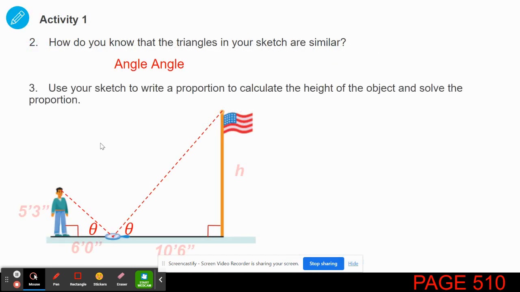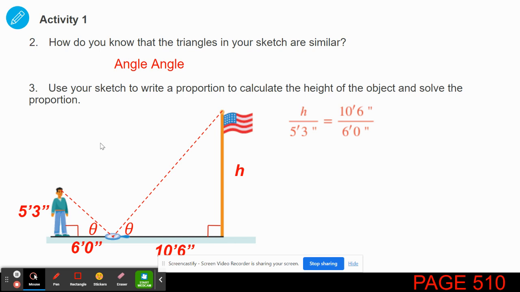So if we take those measurements and put them on our diagram here, so let's say, for example, these were our measurements. Height of the person was 5'3". They're 6 feet from the mirror, and the distance from the mirror to the base of the flagpole is 10 feet 6. Okay, so we can now use these with our similar triangles to set up a proportion that we can solve. So the h over the 5'3" equals 10'6" over 6 feet.